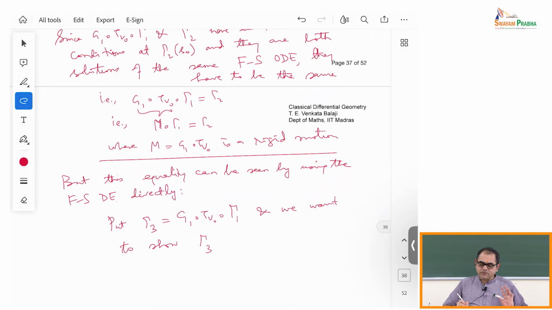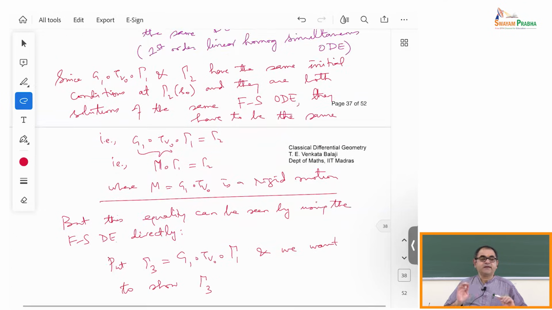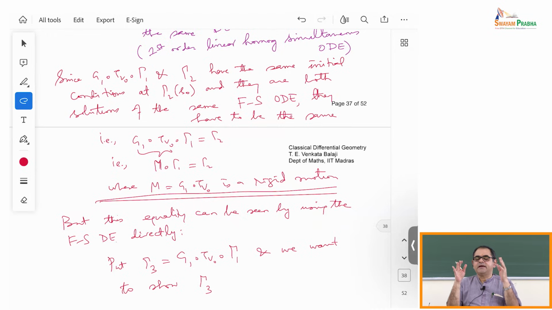So I have to say something here. Again and again, I have skipped something. So let me tell you what I have skipped. Whenever I am looking at the Frenet-Serret differential equations, I am only looking at the Frenet-Serret frame, not the curve itself.